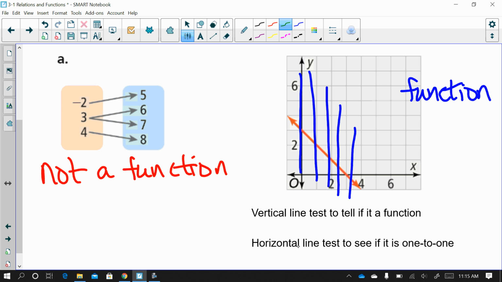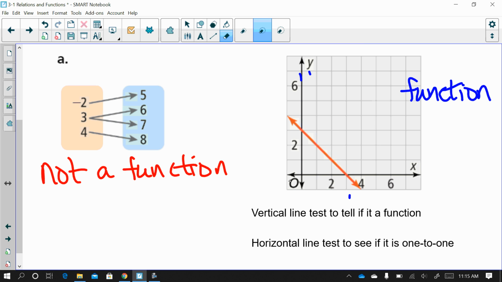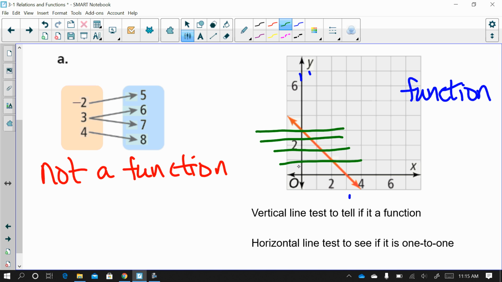Then to tell if it's one-to-one, we're doing the same thing, but this time we're using a horizontal line test. I'm going to erase these blue lines so we don't get confused. Okay, I draw horizontal lines, I can only hit the red line once. Okay, I only hit once, so this is one-to-one. Okay, and that's how you can tell.